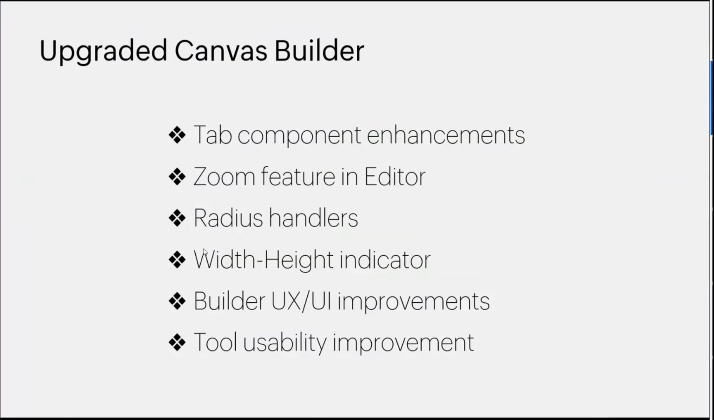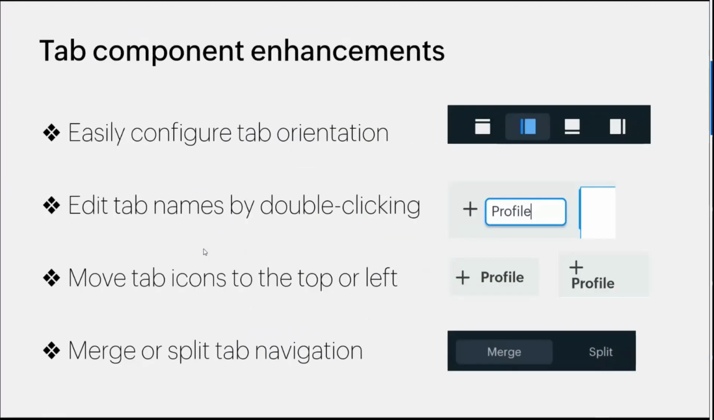That's a lot of small changes, so let's quickly run through them again. For the tab component, you can change its orientation. You can edit custom tab names in the canvas itself. You can change the orientation of the icons and tabs using the context menu. And you can decide whether you want the tab navigation to be merged or split.